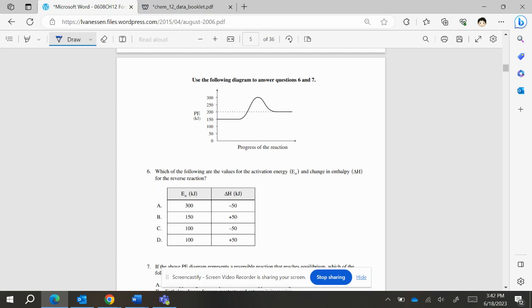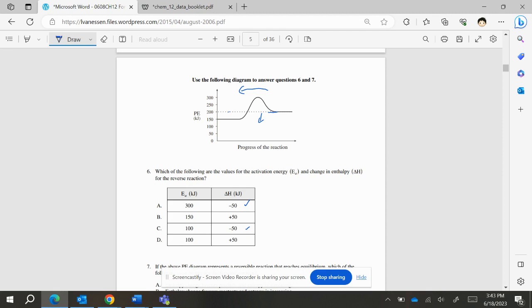Which of the following are the values for the activation energy and the enthalpy in the reverse direction? The reverse direction is exothermic. So since we're exothermic in the reverse direction, we have to be dealing with something negative. It's starting at 200 right up here, and then it's decreasing by 50 to go down to 150. So we know our answer is going to be A or C.